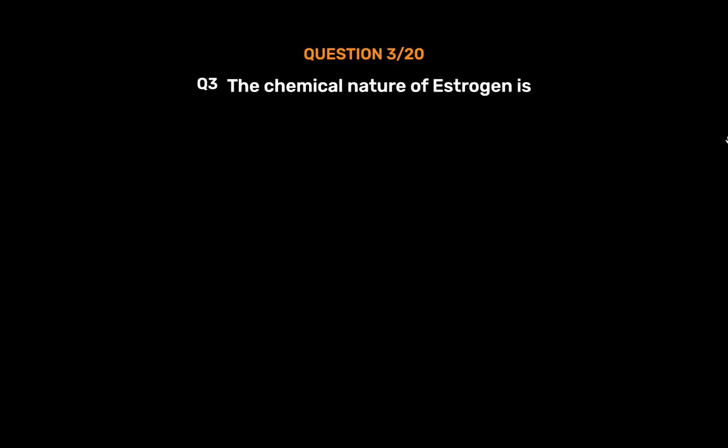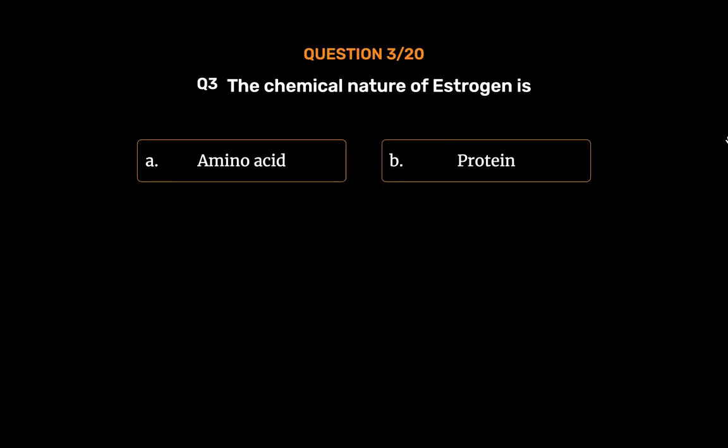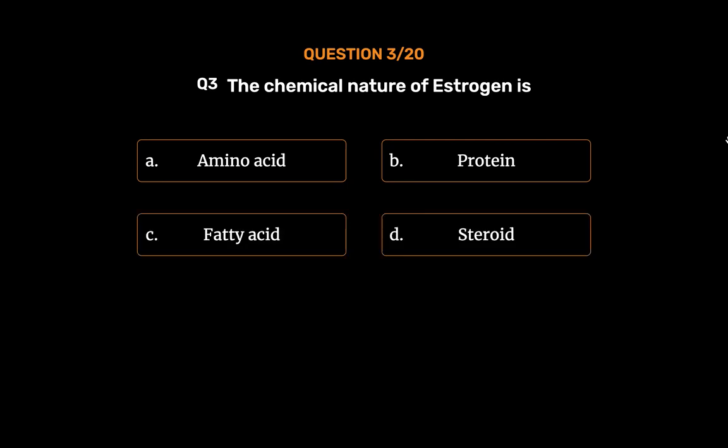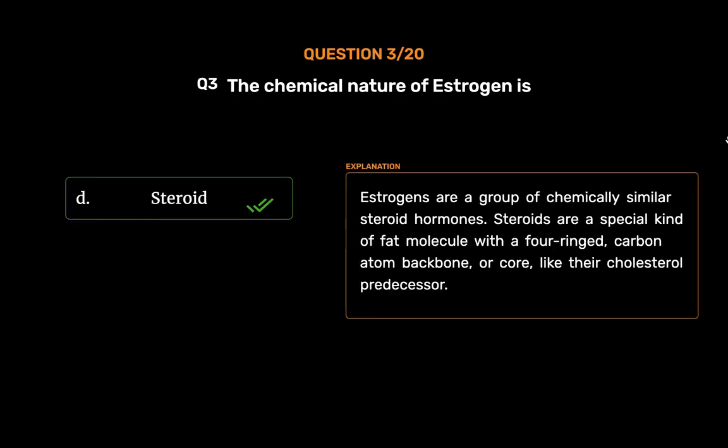Question number 3. The chemical nature of estrogen is Option A. Amino acid. Option B. Protein. Option C. Fatty acid. Option D. Steroid. The correct answer is Option D. Steroid. Estrogens are a group of chemically similar steroid hormones. Steroids are a special kind of fat molecule with a four-ringed carbon atom backbone, or core, like their cholesterol predecessor.